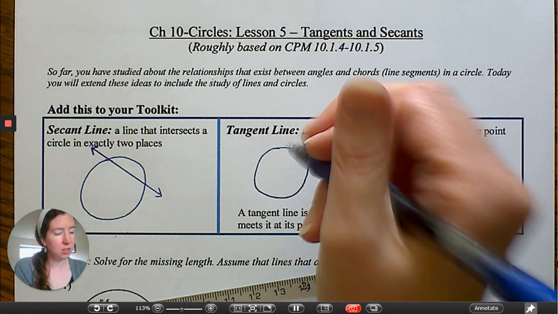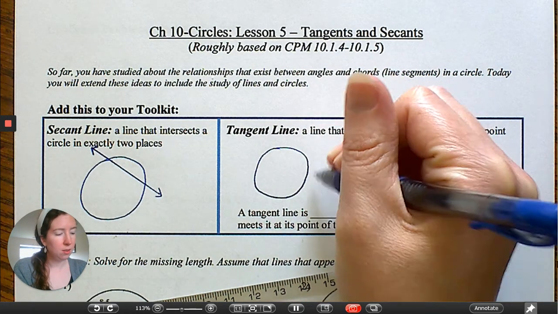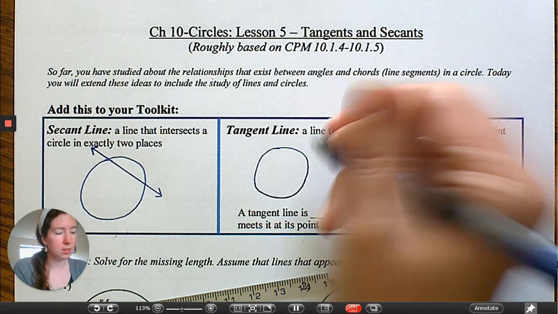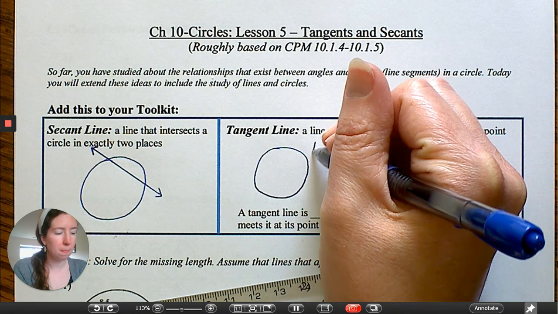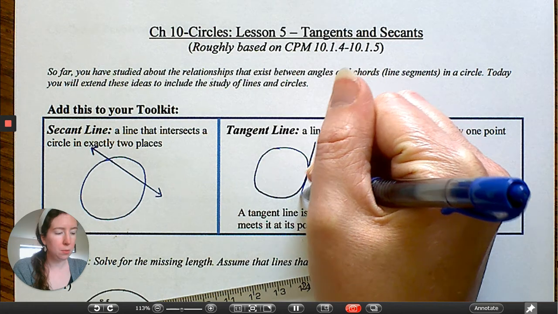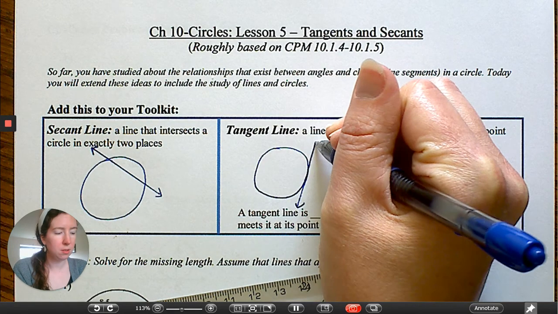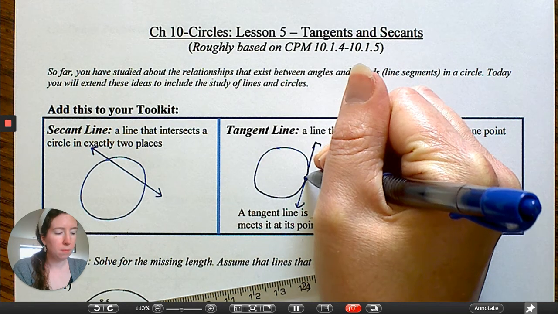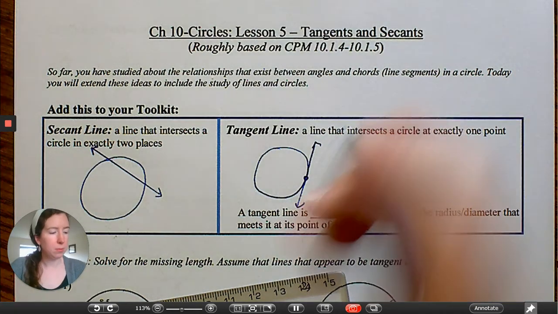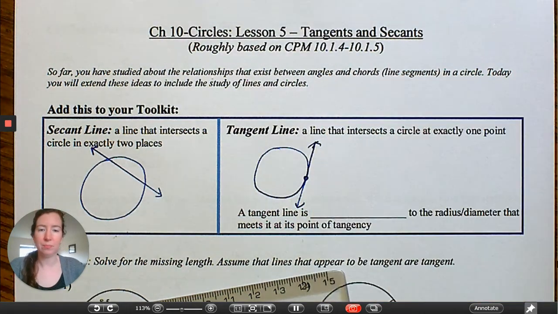So this tangent line looks something like this. It doesn't really matter where you draw it, but it only touches the circle in one spot. Oops, my line's a little wonky. There you go. Just one spot. That's it. It just kind of rests on the circle.